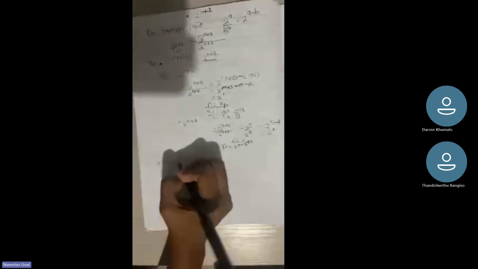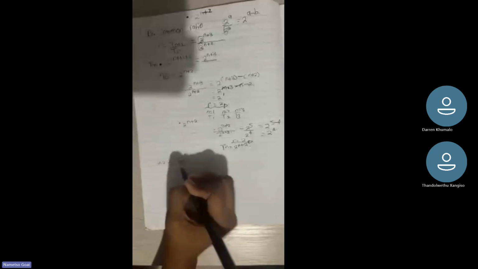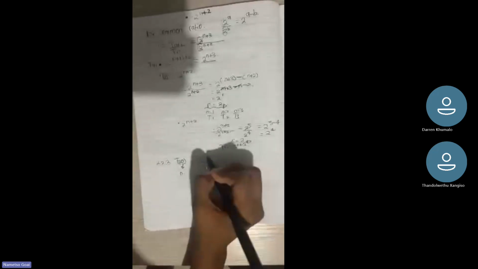Number 2.2.2, they're saying calculate T20, write your number as a power of 4. If they're saying calculate T20, this 20, what is it? It's our n value, right? And it's simple because we're already given the general term, so it's just going to be 2^(n+2). It's a matter of you substituting n.